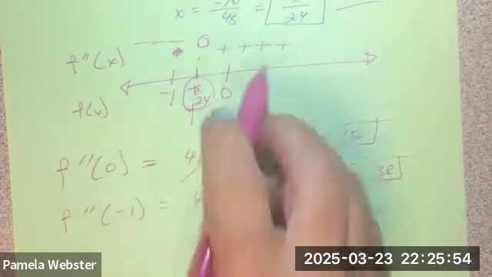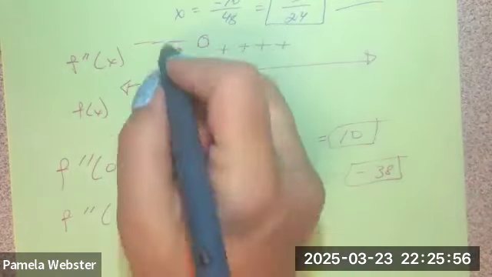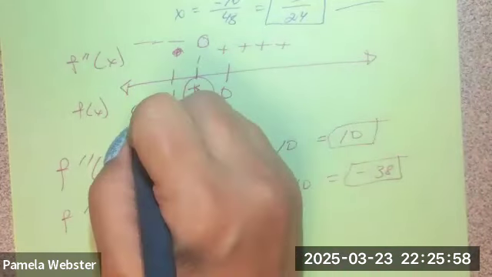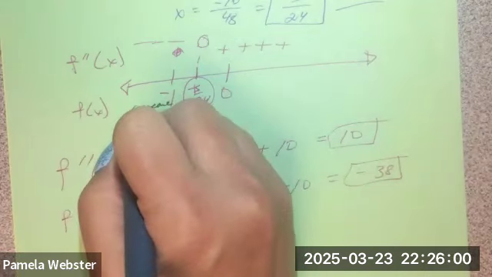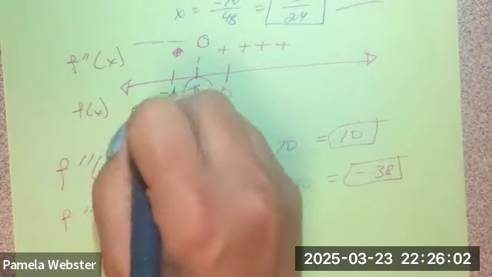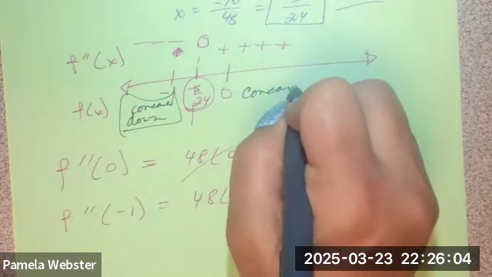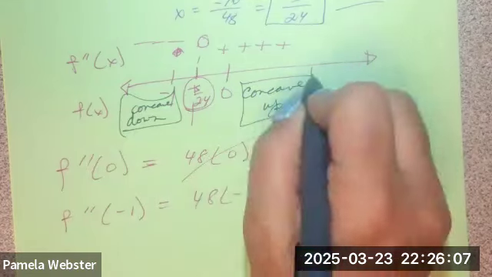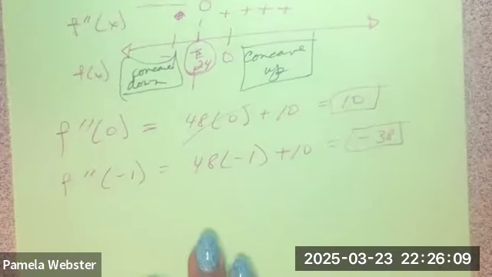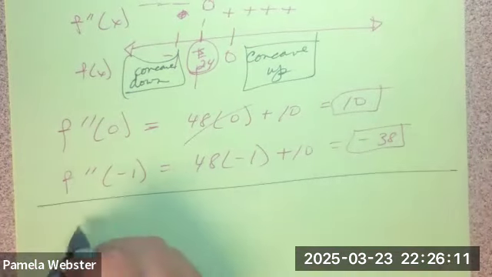Okay, so again, this is concavity because we're in second derivative test. This side over here is concave down. This side over here is concave up. Okay. It asks me for intervals where I'm concave down.